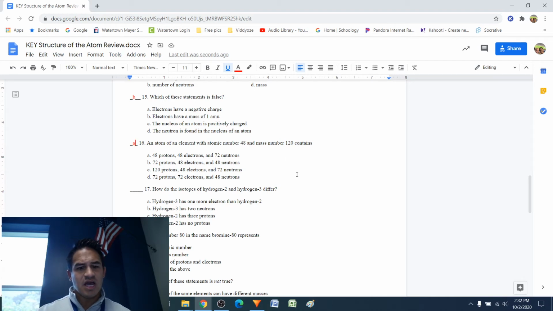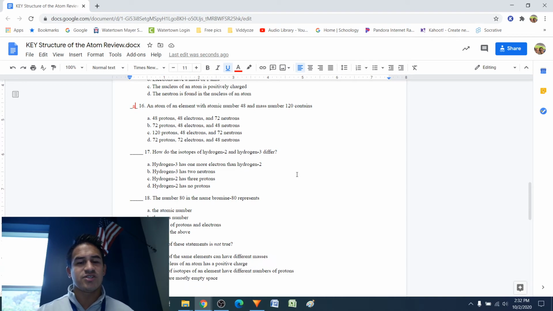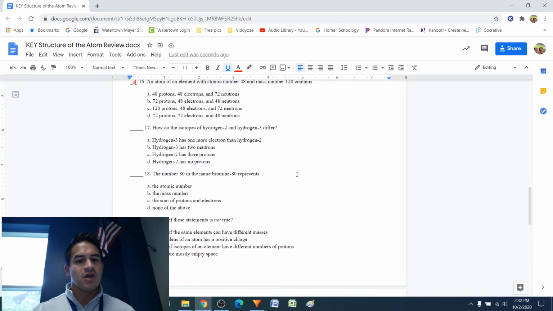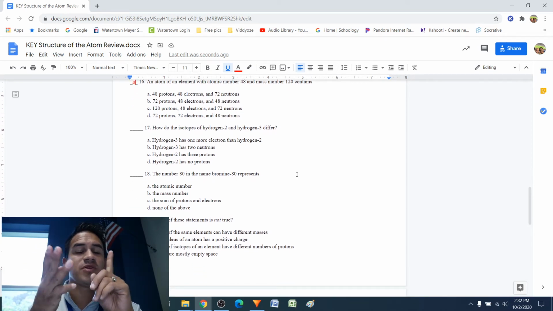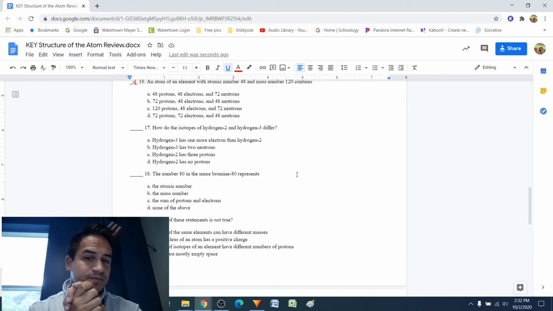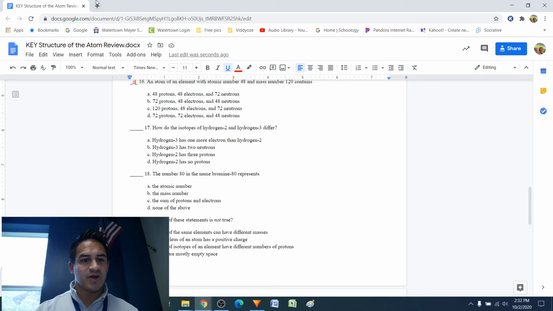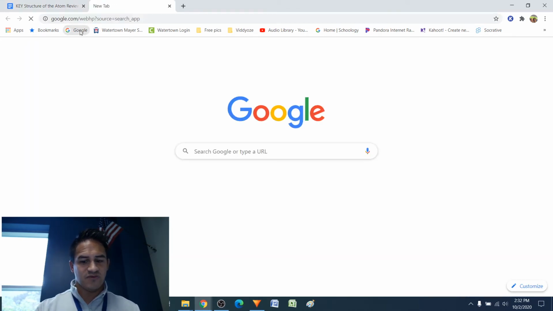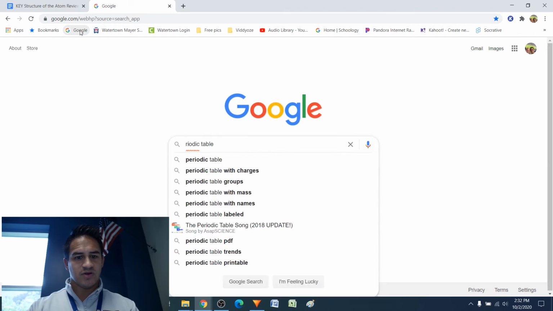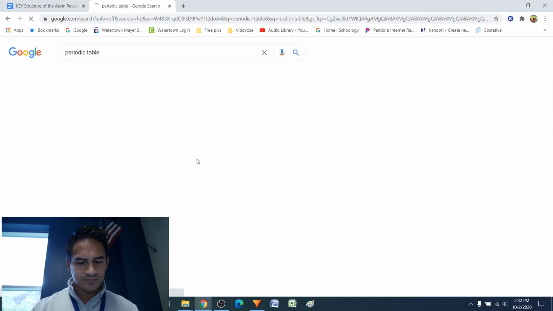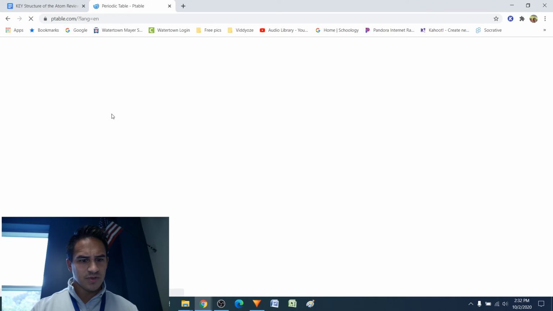All right, number 17. How do the isotopes of hydrogen 2 and hydrogen 3 differ? Okay, so the number 2 and the number 3 is the mass number. So that tells us how many protons plus neutrons there are in hydrogen. Now, I'm going to pull up a periodic table here real quick, just so we can have one available, because we might need one.